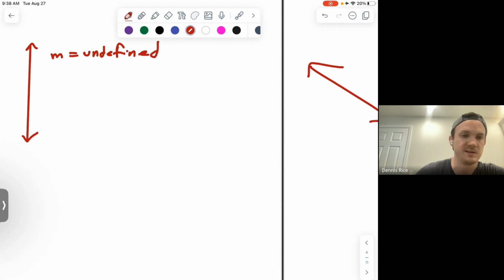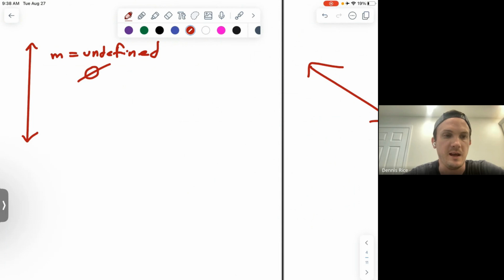Undefined and zero are not the same thing. Undefined means, hey, you can't even calculate this. You can't even do this. It's like an error message when you're trying to do something on your phone or your calculator, right? In math, the symbol for undefined, you could do something like this.